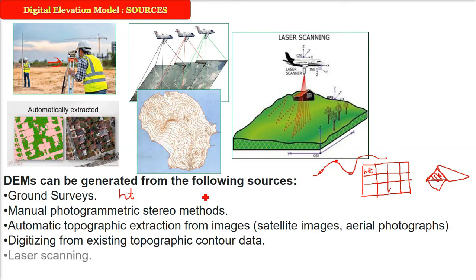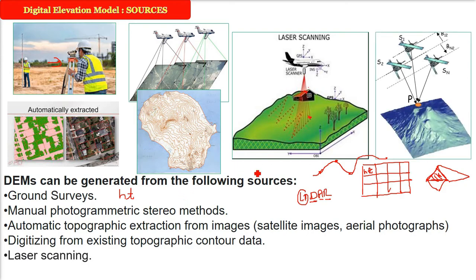Then we have laser scanning. This comes from LIDAR. LIDAR is light detection and ranging. This laser scanning is done using a flight, and that flight will have a laser. The laser goes and comes back, and from the different points where it reflects from the ground, we get a height, and then we can make a shape. So this is the mathematical or geographical model we could make using these points.